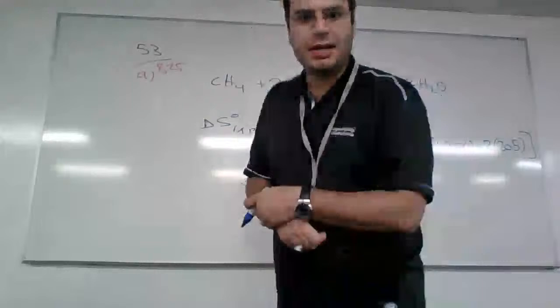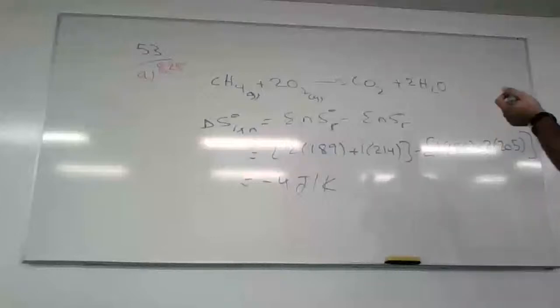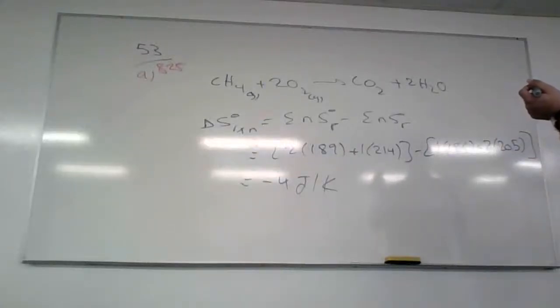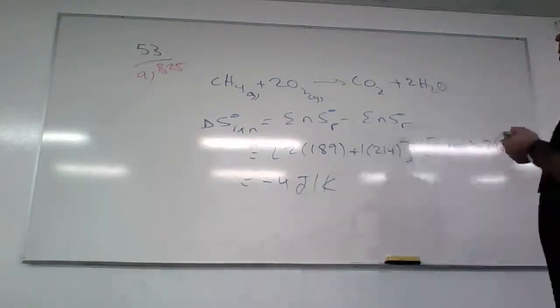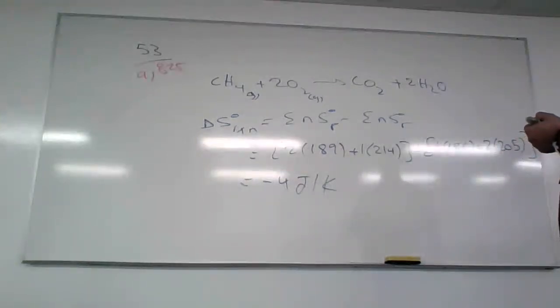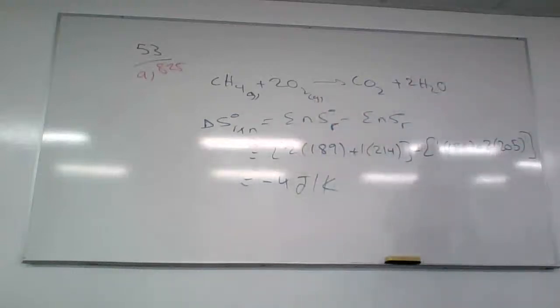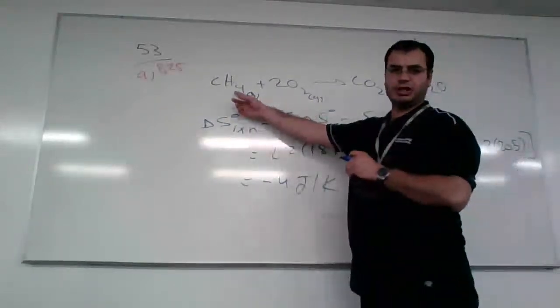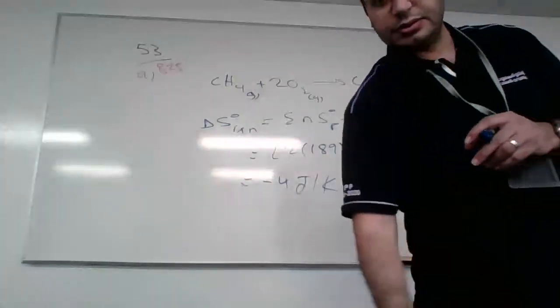Look, guys, in the reactants we have 1 and then 2, so 3 gas molecules, and in the products we have 2 plus 1, so 3 gas molecules as well. But the CH4 has the highest entropy. That means it's the most complex molecule, it has the highest entropy, so the entropy decreases.